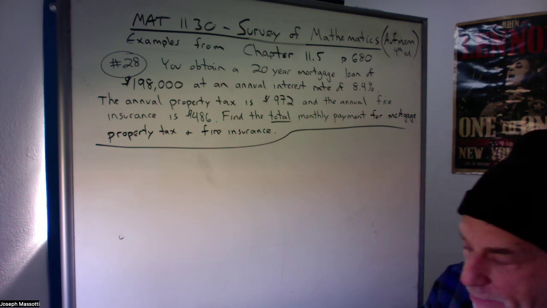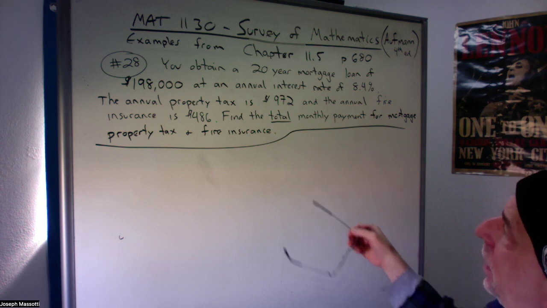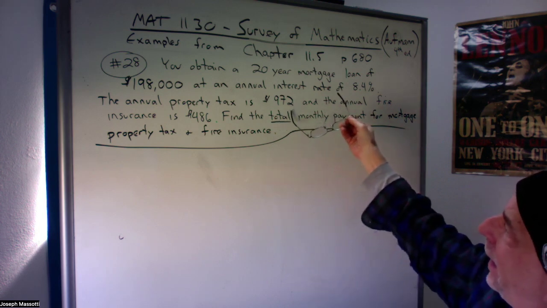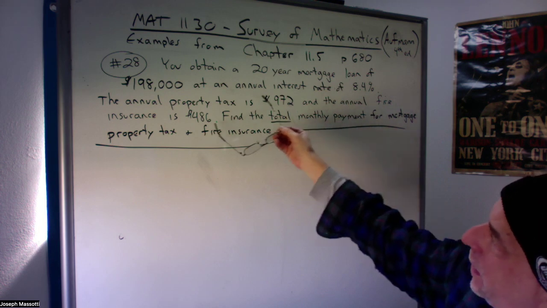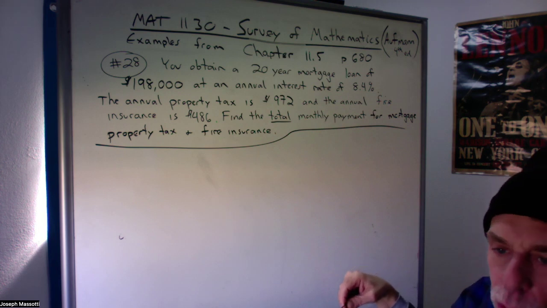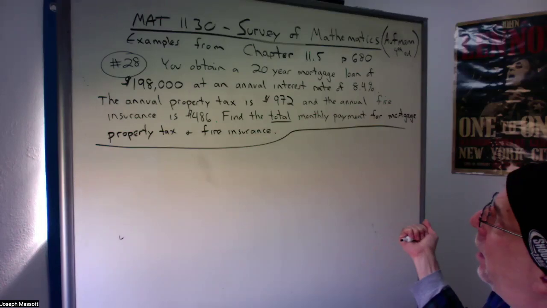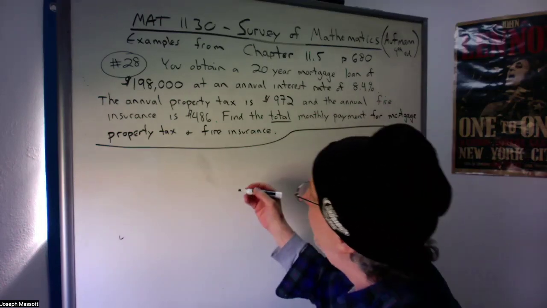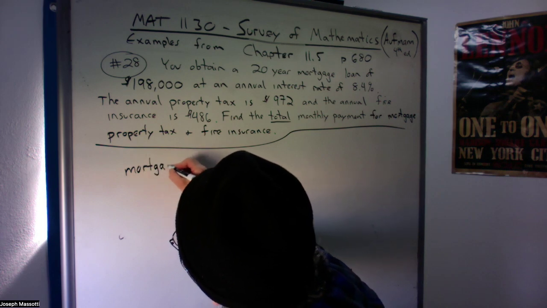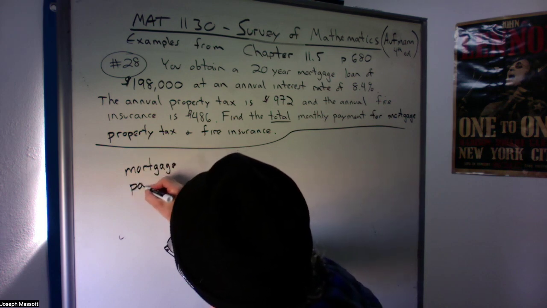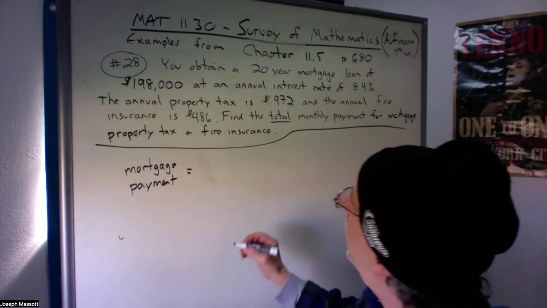So we have to come up with the monthly payment on the mortgage. We have to divide the annual property tax by 12 to get the monthly charge for the property tax, and divide the fire insurance by 12 to get the fire insurance monthly payment. All right, so let's first do the monthly payment formula, the mortgage payment, which we know from our previous work.